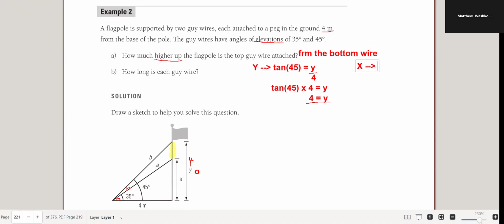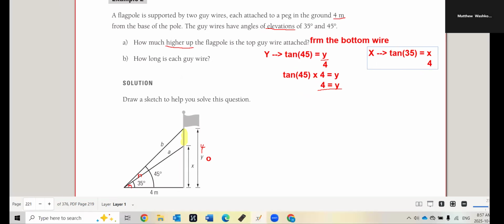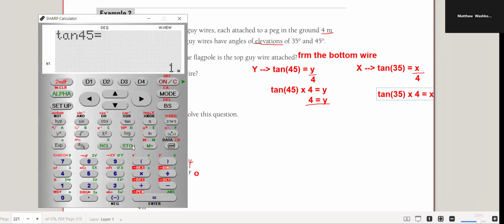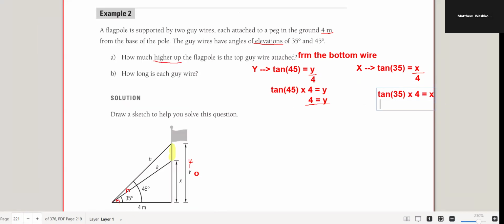It's done the exact same way. I'm trying to find the opposite, I have the adjacent, and I have an angle. Tan of 35 is equal to X over 4. I just bring that 4 over, multiplying both sides by 4, to get X. If I've done this right, it's going to be a shorter height. If I get a bigger number here, I've messed something up. So tangent of 35 times 4 is 2.8.